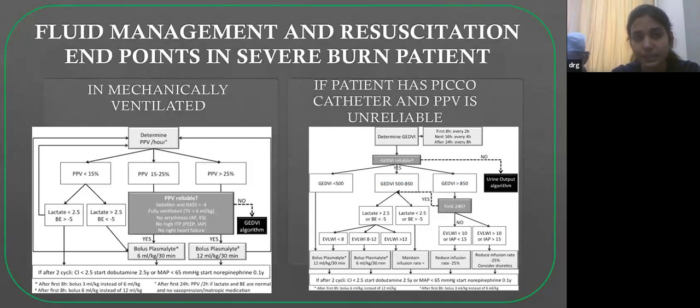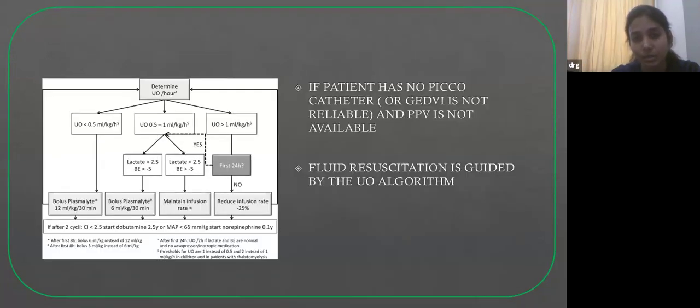Fluid management and resuscitation endpoints in severe burn patients. If the patient is mechanically ventilated, the pulse pressure variation algorithm is used to guide fluid management. If the patient has a PiCCO catheter and PPV is unreliable, then the global end diastolic volume indicator algorithm is used to guide fluid resuscitation. And if the patient has no catheter, or the global end diastolic volume indicator is not reliable and PPV is not available, fluid resuscitation is guided by the urine output algorithm.